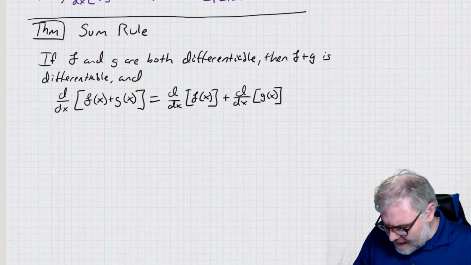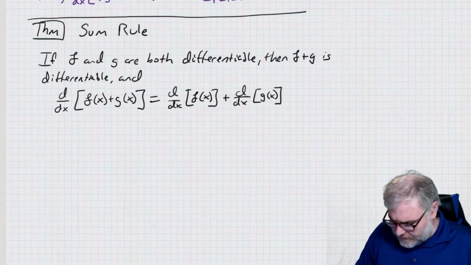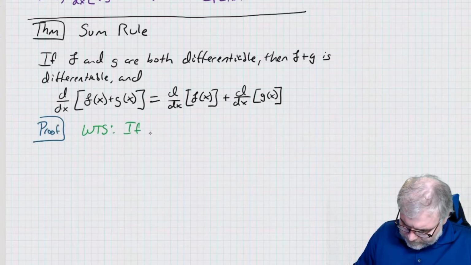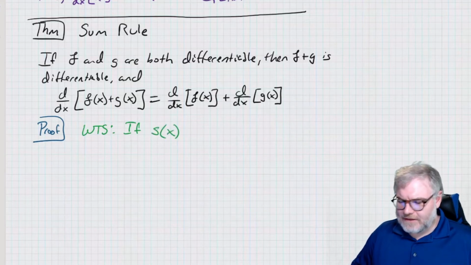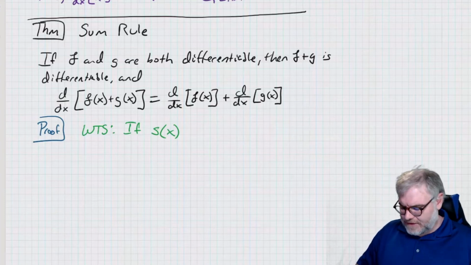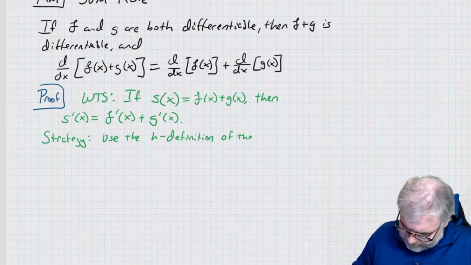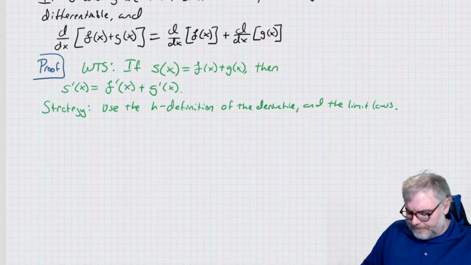So let's just prove it. And the strategy for the proof is what we'd expect. There we go. I use s of x for sum. It took me a minute. What am I going to call this? Because I don't want to call it h because I'm about to use h as a variable. And this proof is just going to flow right off the limit law.